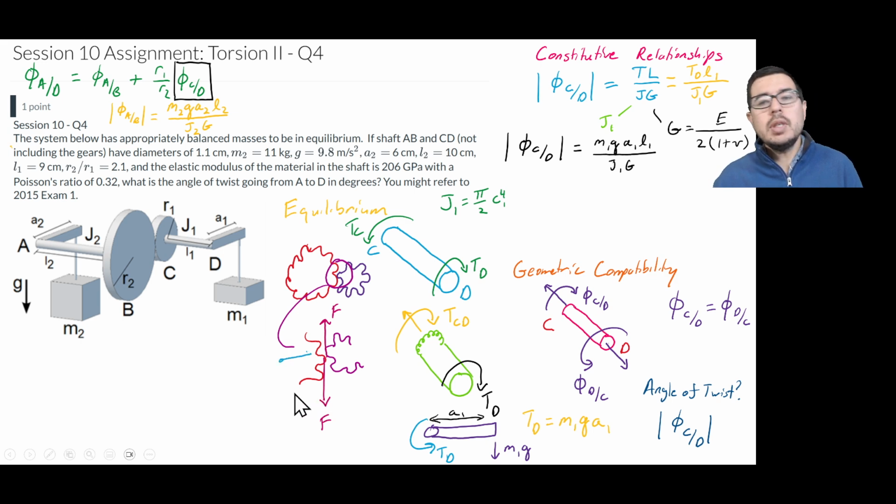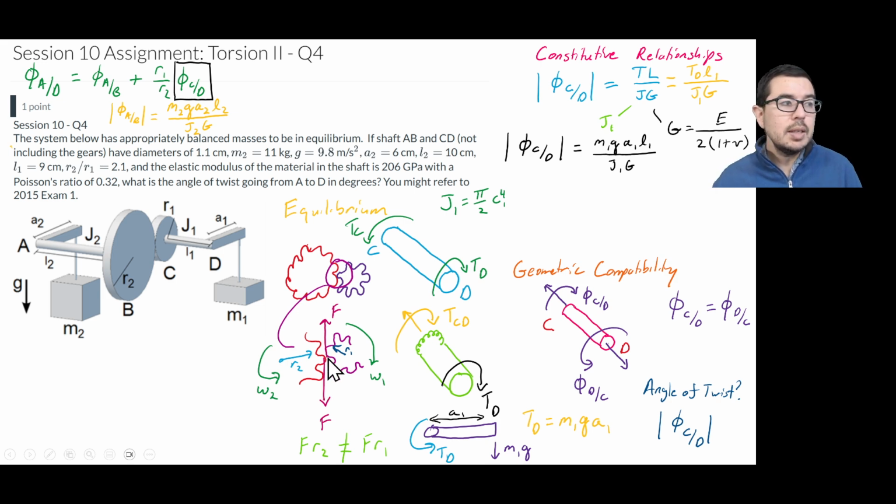Well, simply R2 is not the same as R1. R2 is larger because this gear is larger. So if I multiply F times R2 and F times R1, they are not going to be the same. So we don't have a conservation of torque here. We have a conservation of force where they meet.